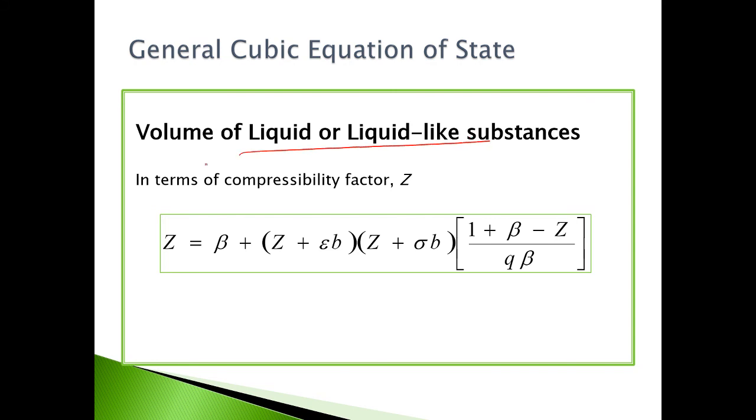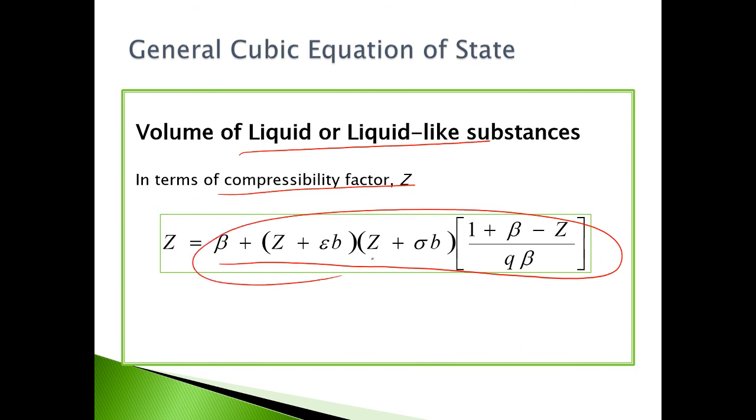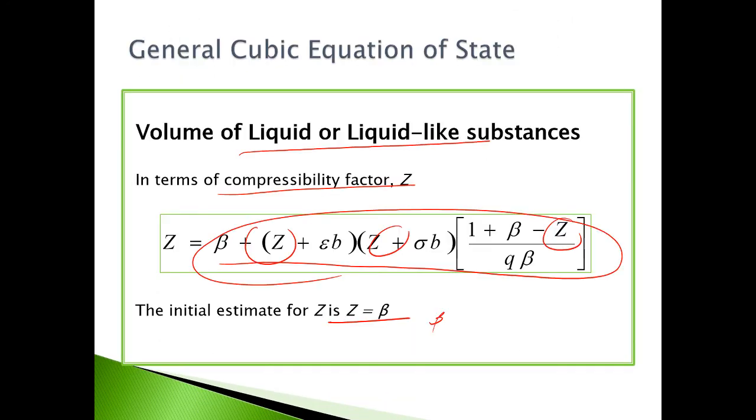Still on liquid or liquid-like substances, if we want to calculate the compressibility factor, this is the equation we will use. And Z appears here, here, and here, so how can we solve this? We use a solver or iteration. For iteration, the initial estimate is beta. That is where the lecture ends. The example will be in the next video.